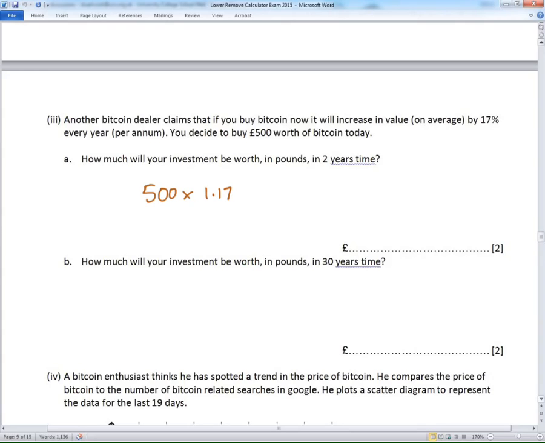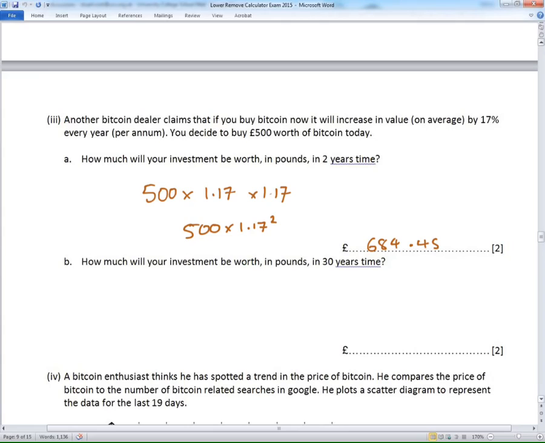And since this is year on year, we're going to take that and times that by another 1.17 to find out how much it's worth in the second year. We could simplify this expression to 500 times 1.17 squared. If you do this in your calculator, you get 684.45.